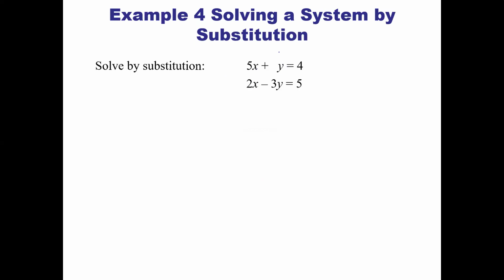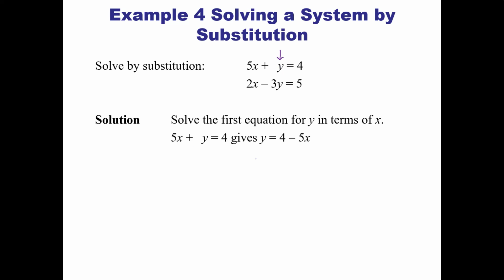Well, I see that y is by itself. That one and that one and that one all have numbers in front of it, so that has nothing we have to divide by. So I would solve the first equation for y and get 4 minus 5x. And then I'm going to take this and plug it into the second equation in place of y. And when I do that, I'll end up with something that looks like this.